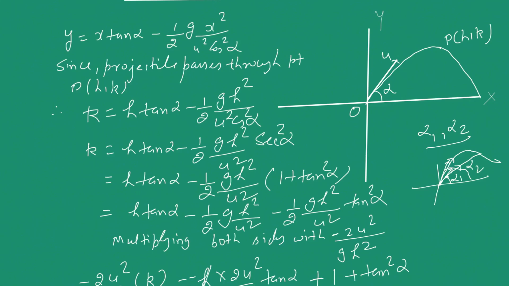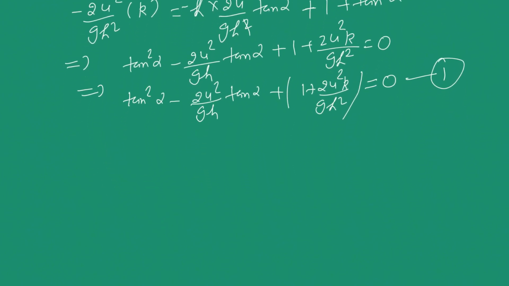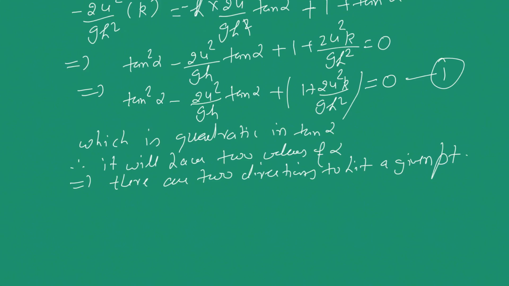I have shown that it can be done in two ways because it is quadratic in tan alpha, therefore it will have two values of alpha. So there are two directions to hit a given point, that we had to show.